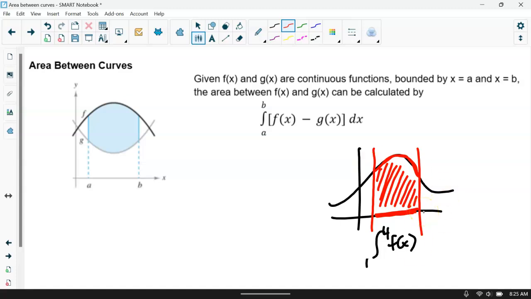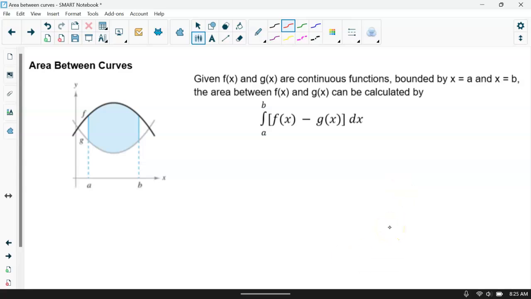Now, what about if we had two functions? Again, continuous functions, so there are no holes or gaps or jumps or anything like that. Still bounded by, like the 1 to 4 I just showed, so a to b. But what if you had two functions here, like f of x and g of x shown? And again, we're focusing on here.